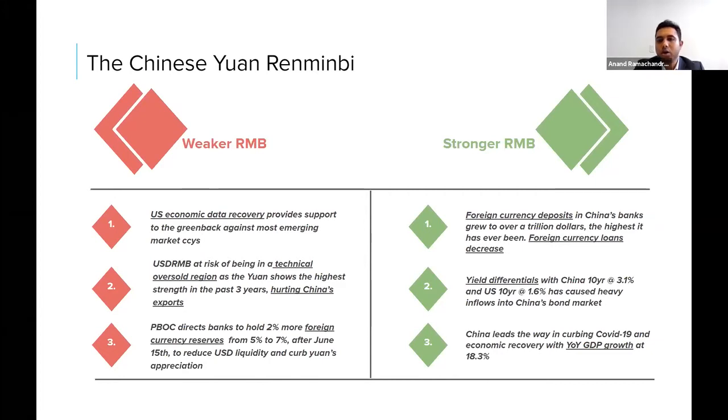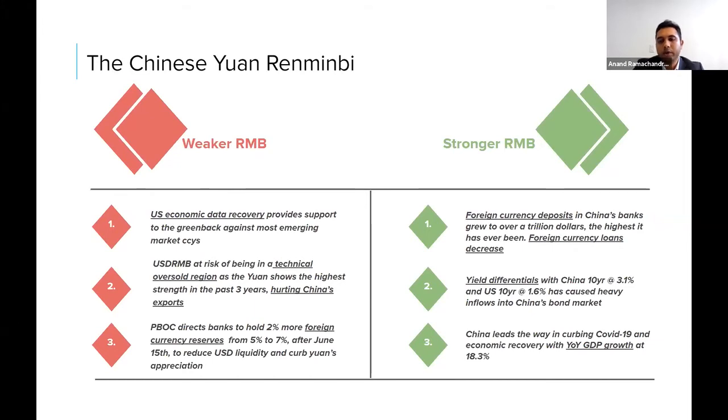Moving on to the stronger RMB side, I do believe that we have a lot more weighing in on this side. If you look at foreign currency deposits in Chinese banks, they grew to over $1 trillion. This is the highest that it has ever been, and foreign currency loans on the other side have decreased. So on a net basis, banks are holding more surplus dollars than before, which they want to offload into the market, which is what is causing all of the selling of US dollar against the Chinese yuan.